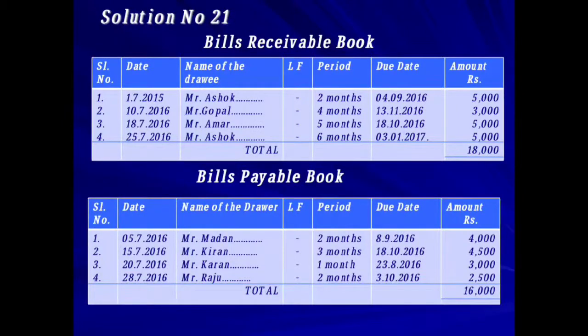So see in the bills receivable book on 1/7/2016, Mr. Ashok, the name of the drawee. Then a 2 months time period we are having. Please change the year here and make it 2016. Mr. Ashok, 2 months time period. If you add 2 months to that, you will get 9, and if you add 3 grace days, you will get 4/9/2016. How much we should receive?